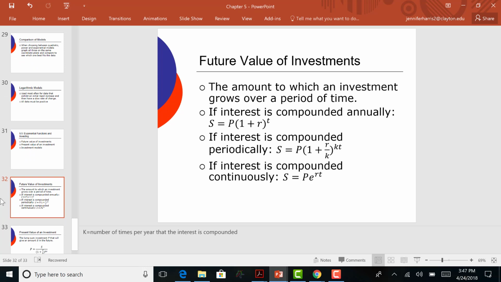Do not write down the first formula because this next 2 take care of that one. So don't write down the first formula you see in bullet number 2. Write down the next 2.